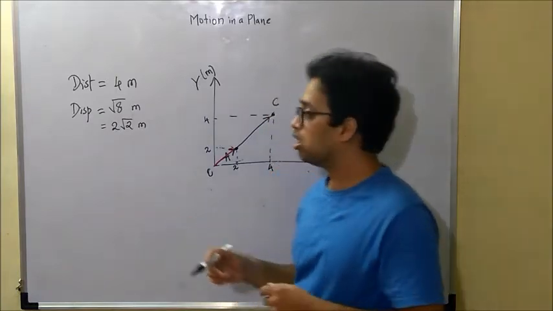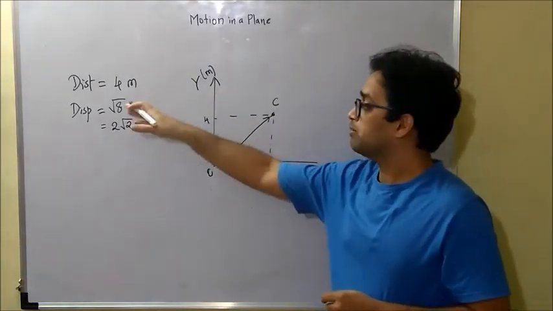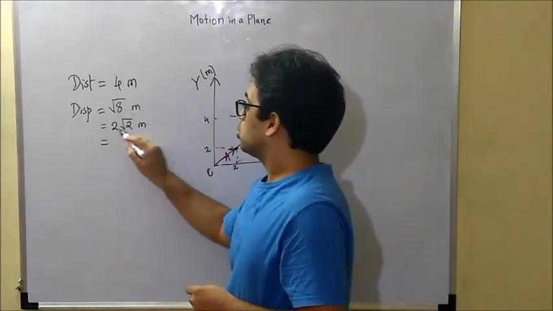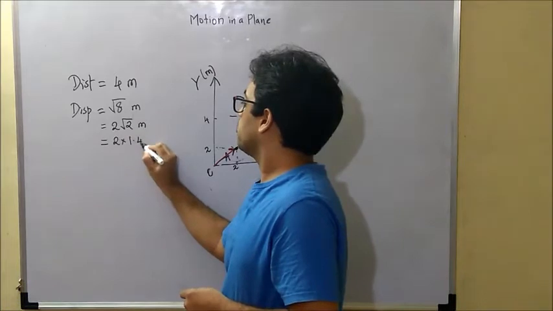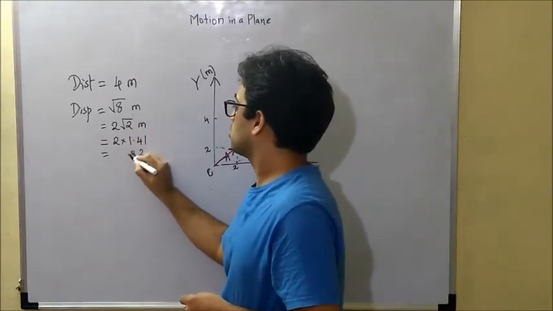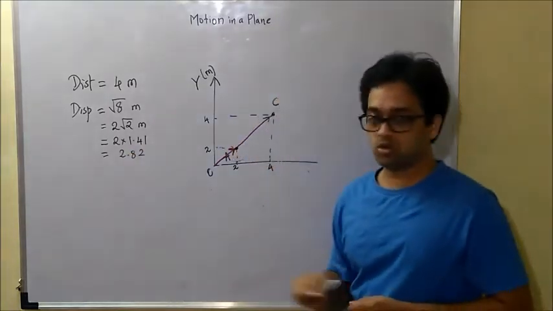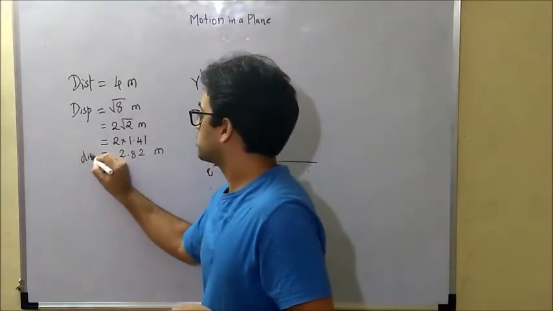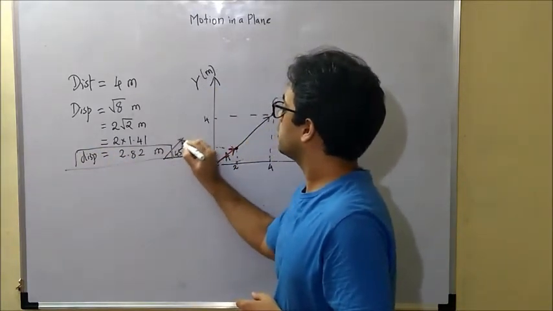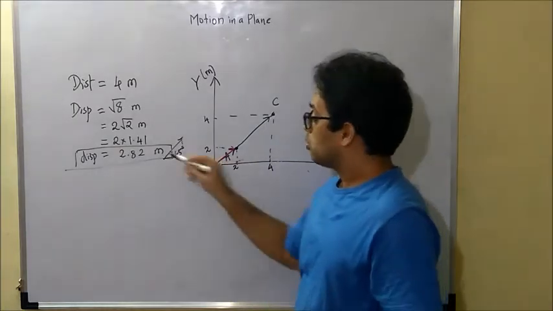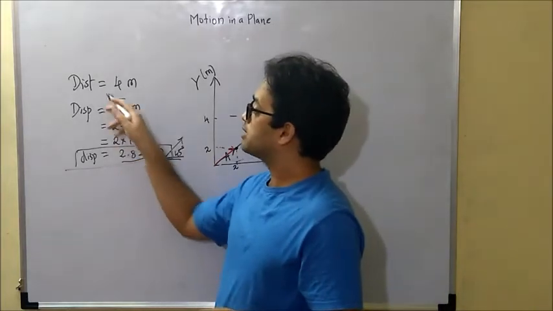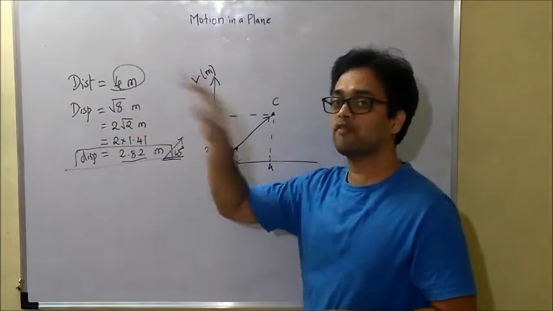When you learn about surds, you will know how to simplify root 8 into 2 root 2. In mathematics, you will learn that. Now, 2 root 2 will be 2 into 1.41, because that is the square root of 2, which will be equal to 2.82 meter displacement. So, as expected, and what is the angle? Angle is 45 degree with x-axis. So, magnitude and angle, that means direction. So, as expected, our displacement is less than the distance. This will always be true.